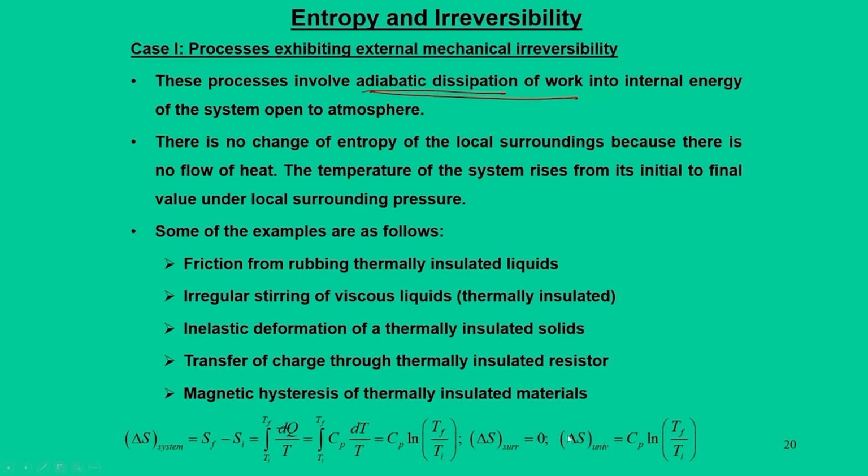So, from this we can again calculate delta S of the universe, system plus surroundings. Typical examples involve friction from the rubbing of insulated solids, inelastic deformations, and irregular stirring of viscous liquids. There are multiple examples in this category.